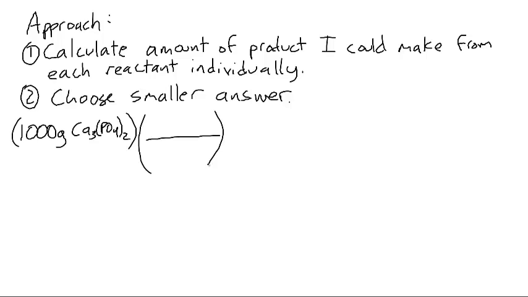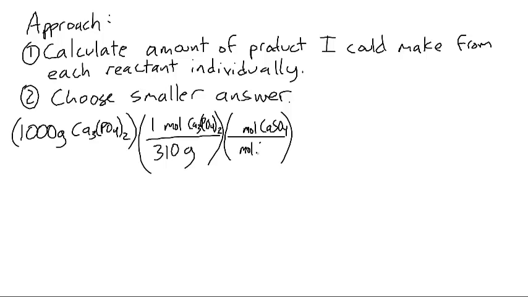First step is going to be to go to moles. To get to moles, I know there's going to be 1 mole of calcium phosphate for every how many grams? 310. All right. I'm asked about calcium sulfate, so I want a relationship of moles of calcium sulfate to moles of calcium phosphate.